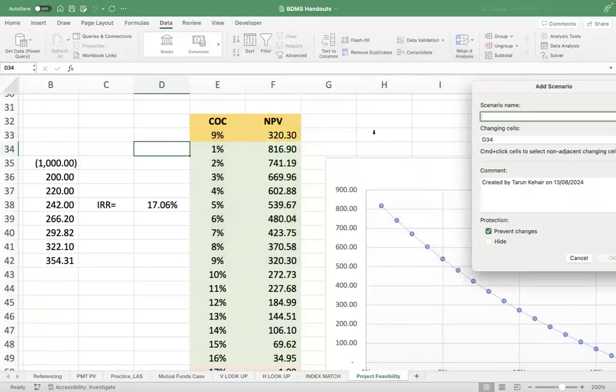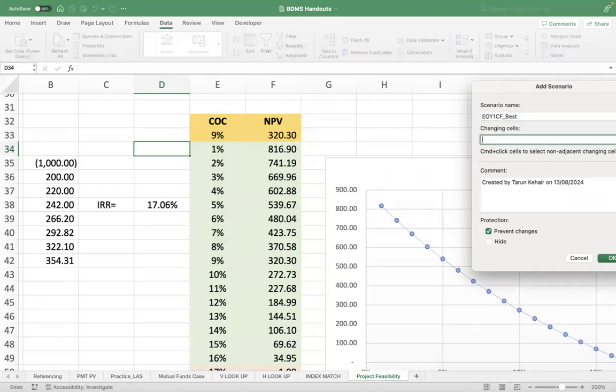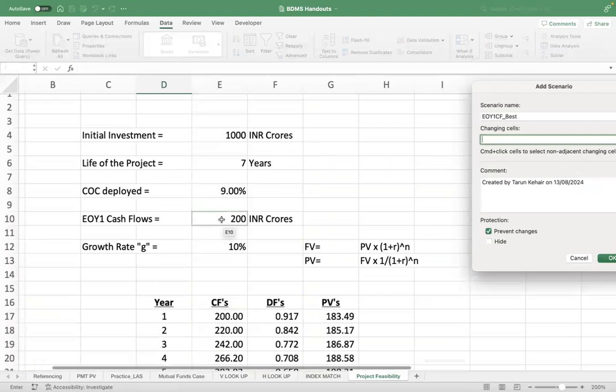So my first scenario will be end of year one cash flow, best case. Where did I start with my end of year one cash flow? I started here.